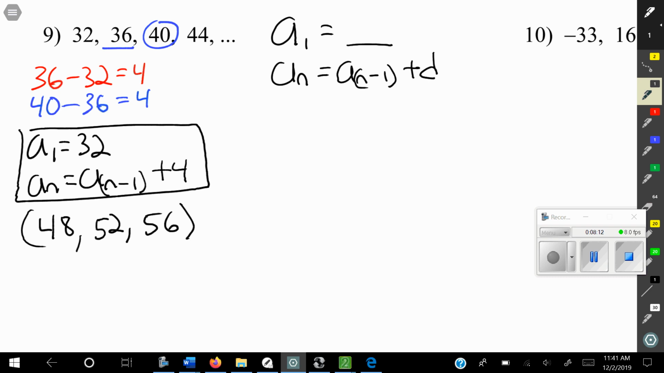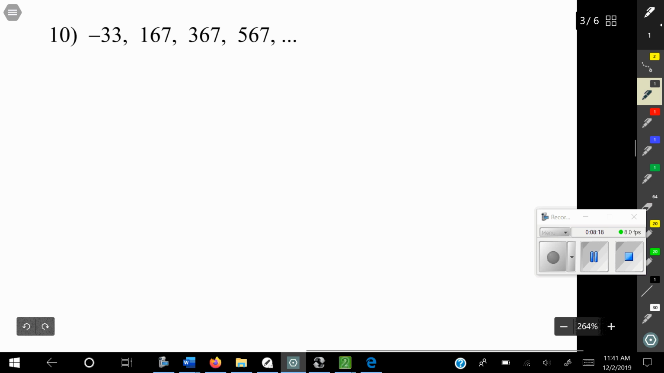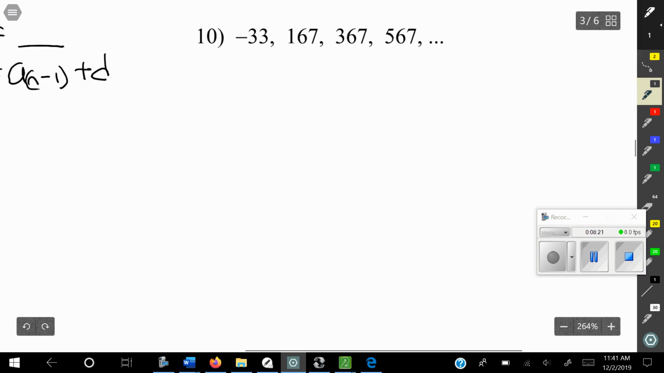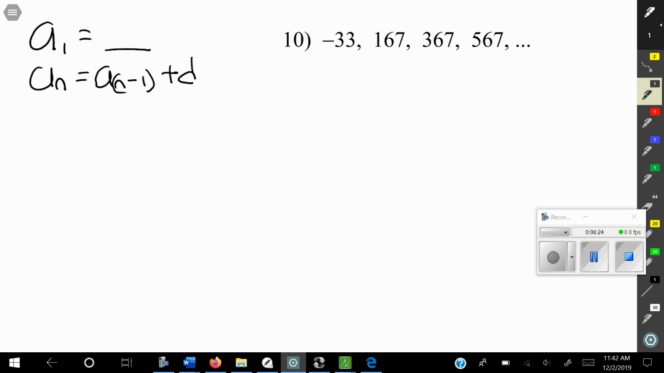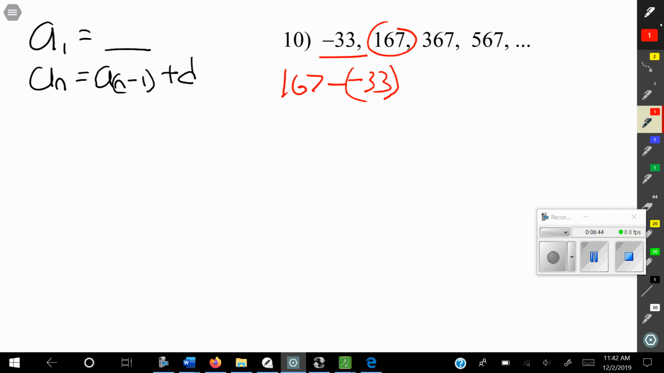But this is writing it in the recursive rule, the recursive formula there. All right, let's take a look at number 10. All right, so on number 10, first thing we want to do is make sure that it is an arithmetic sequence. We're going to take the second term and subtract it from the first term. So you have 167 minus a negative 33. Okay, 2 negatives will make a positive here. So we're doing 167 plus 33, which is equal to 200.